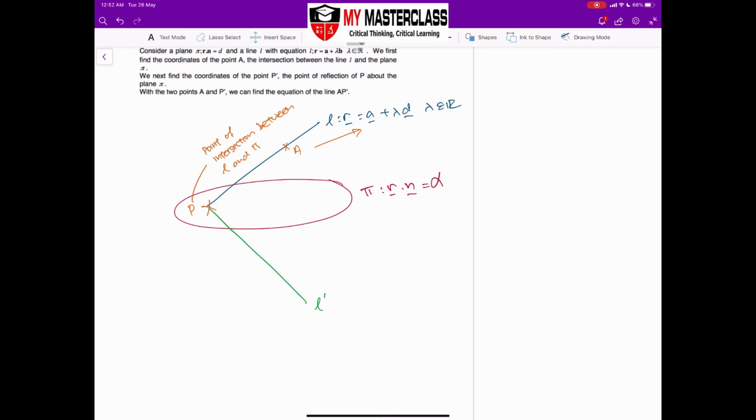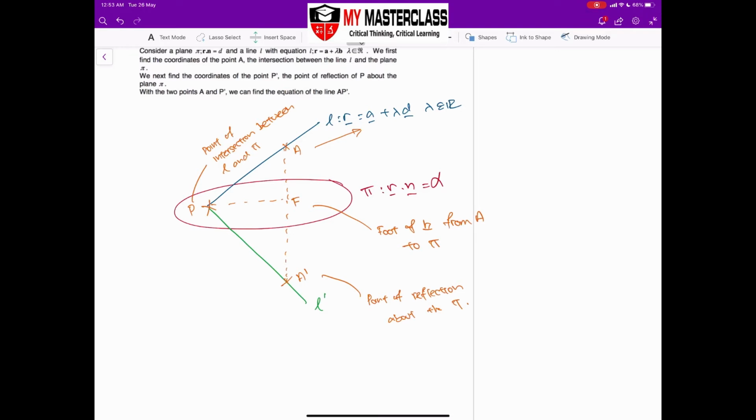From here, I'm going to find the foot of perpendicular. This is the foot of perpendicular from point A to a plane. It's something that we actually learned also. The next thing we'll learn is to find this A prime. A prime is the point of reflection about the plane. This is not in the notes, it's not in the video as well.